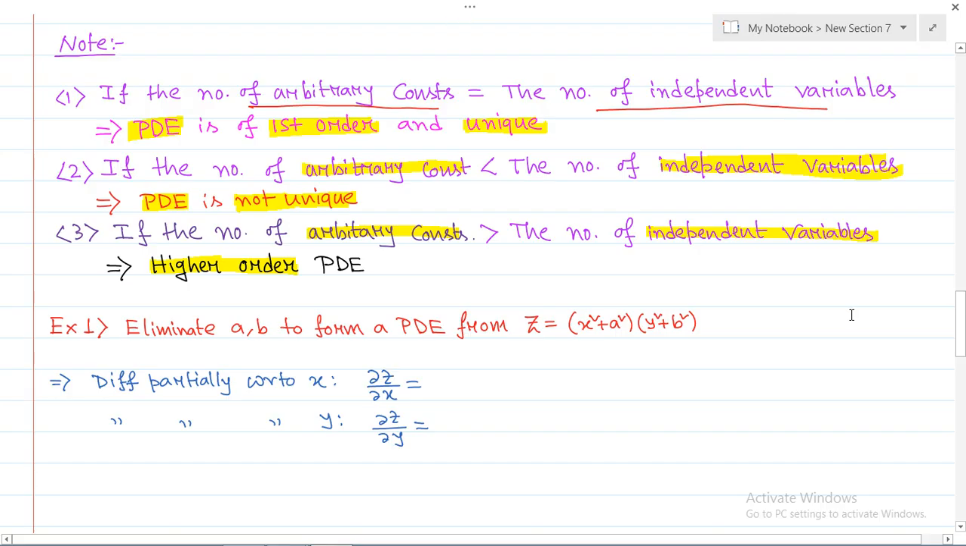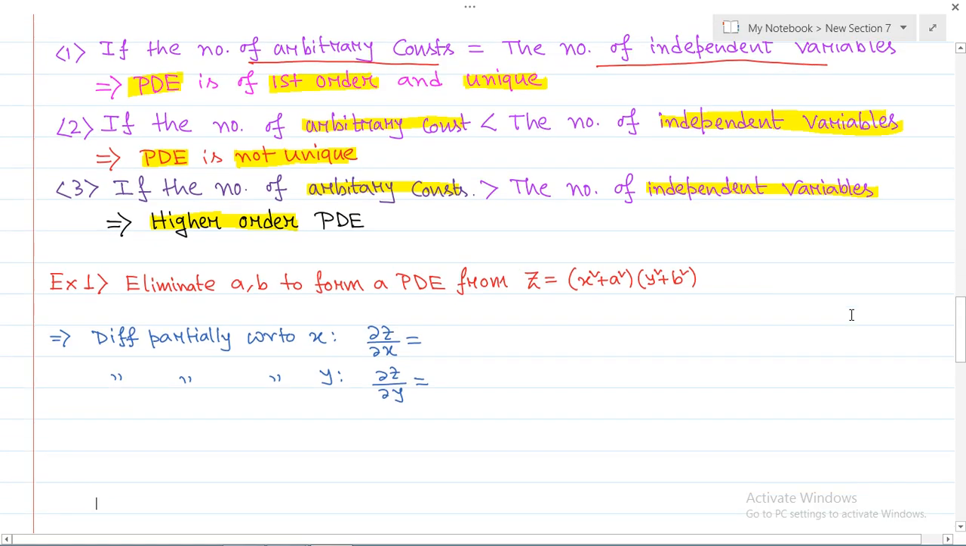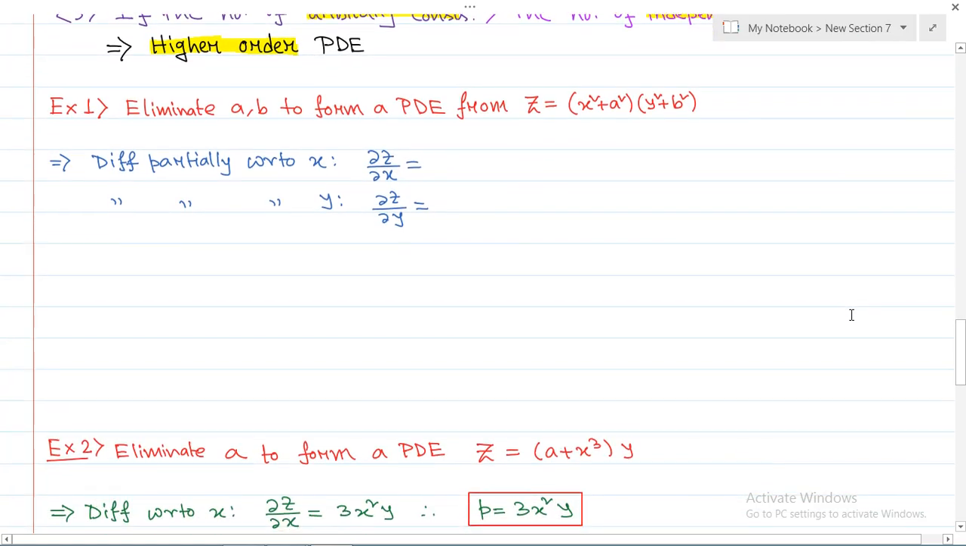So now the first question that I have given here, that is eliminate a and b to form a partial differential equation from the expression z equals to x square plus a square multiplied with y square plus b square. So how to do this process? Suppose this expression we treat as equation number 1. Now we have to differentiate equation 1 partially with respect to x one time. So if I differentiate, del z del x is going to be 2x times this term, and y square plus b square will be treated as constant because that term does not contain any x. We are doing partial derivative here.